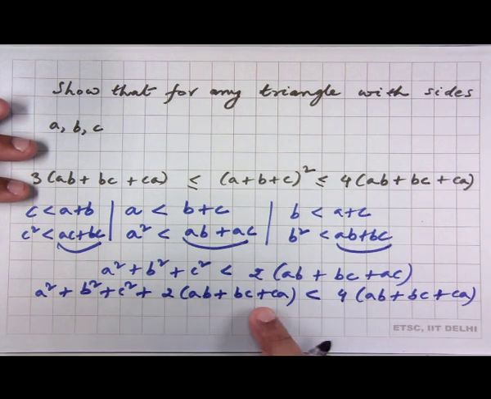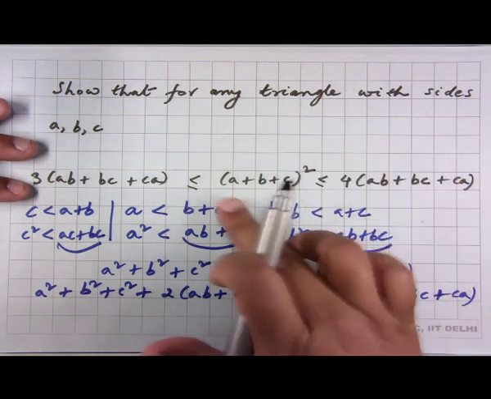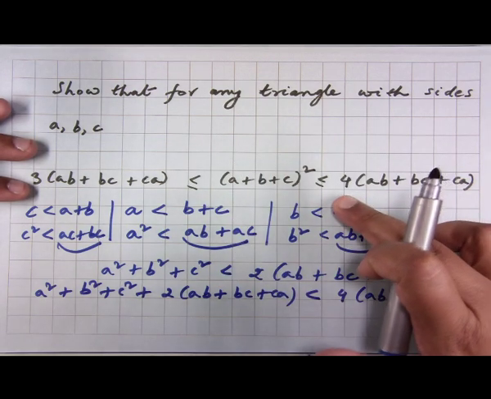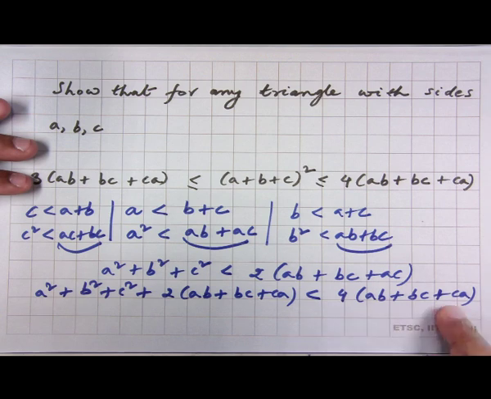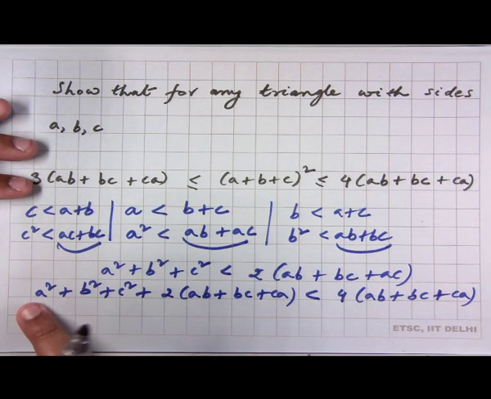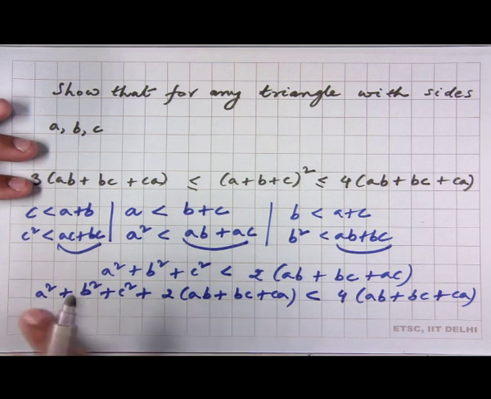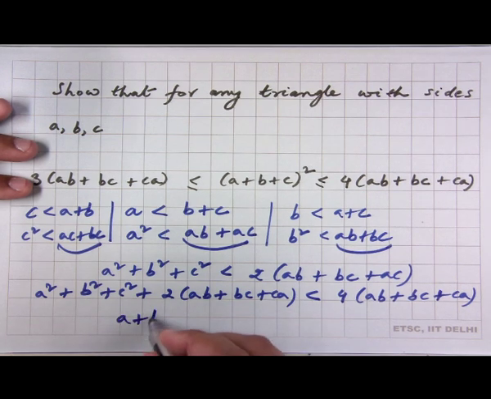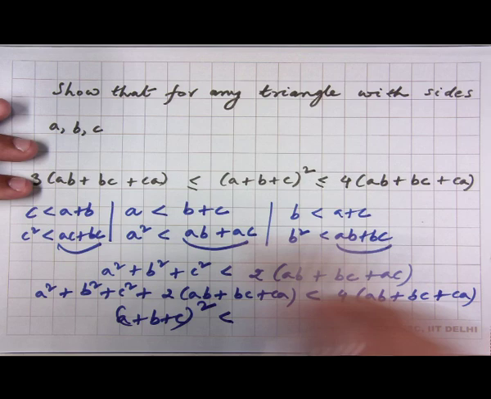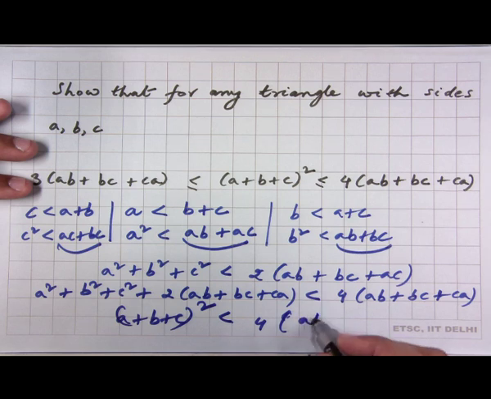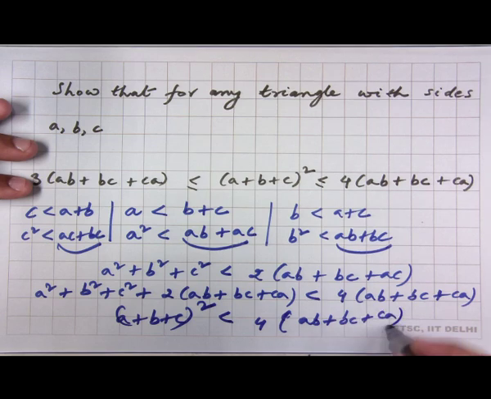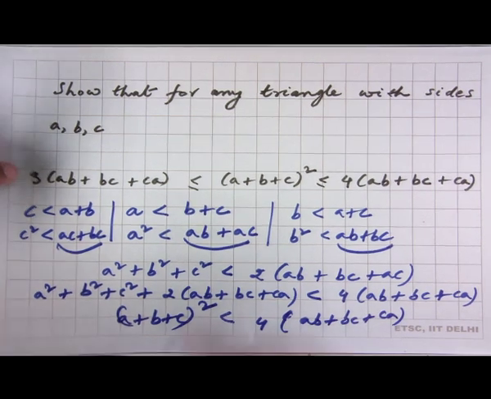The reason why we add this is because we would like to show the upper inequality, and the upper inequality has this term which we eventually get. But then we also note that this left hand side here is nothing but A plus B plus C whole square, and therefore, we have shown the upper inequality that A plus B plus C whole square is less than 4 times AB plus BC plus CA. Next, we prove the lower inequality.